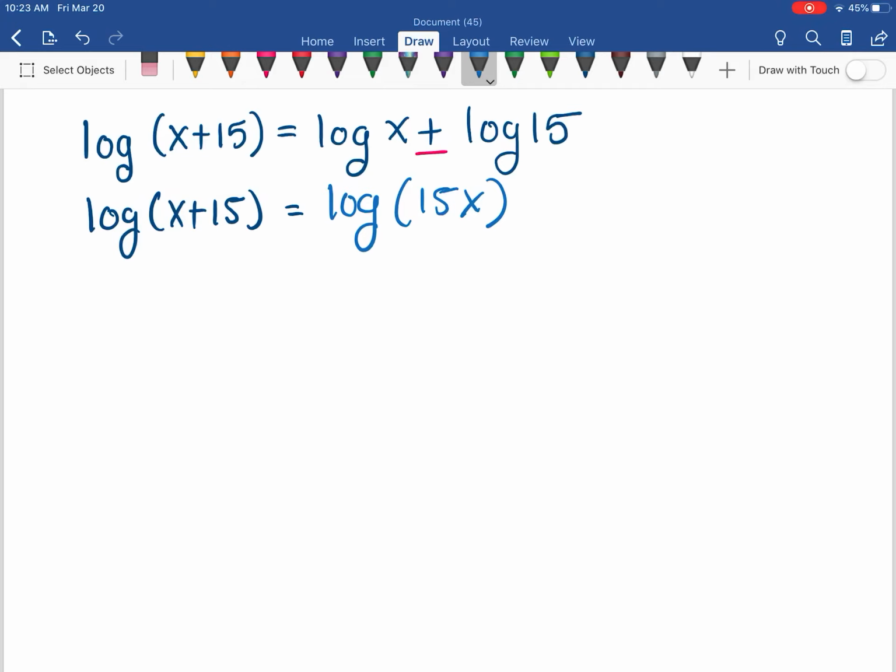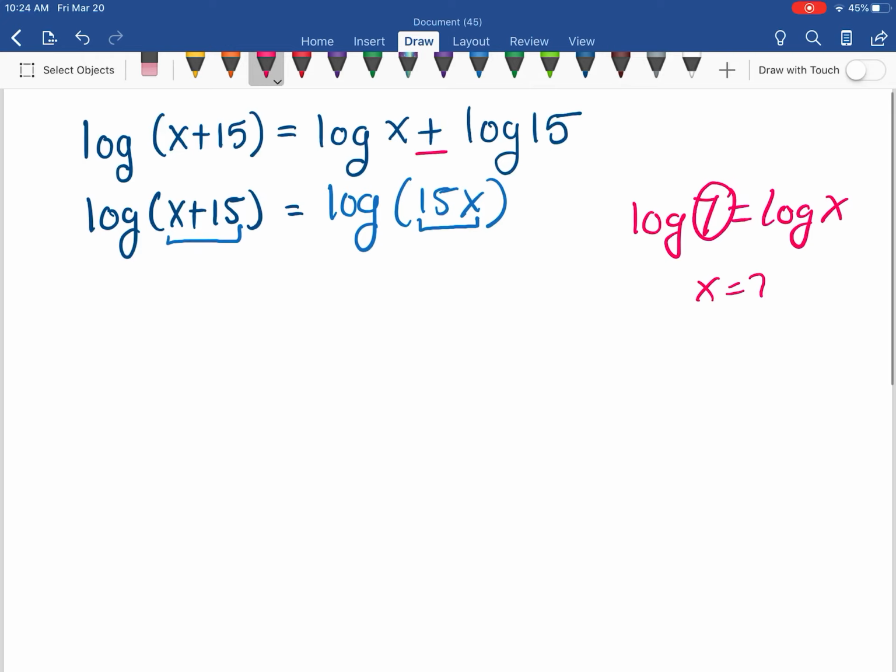Now, because log is a one-to-one function, whatever is inside here has to be equivalent to this. So, for example, to understand the concept of what I'm trying to tell you, if I gave you, let's say, log of 7 is equal to log of x, just to break it down into something a little bit easier to comprehend. If those two expressions are equivalent to each other, x has to be 7, because whatever this is has to be equivalent to this.